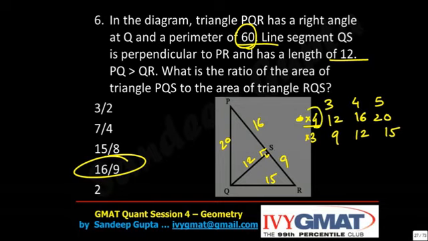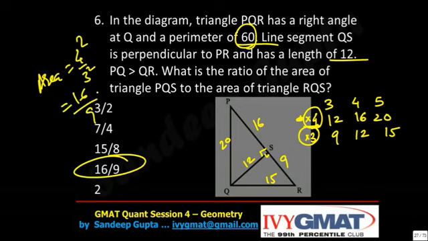In this case we multiplied by 4, in this case we multiplied by 3. So what should be the ratio of area? The ratio of sides is 4:3. So area ratio should be 4 square to 3 square, 16 to 9. This is another way to look at it.